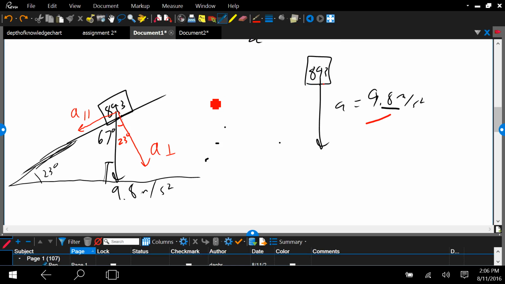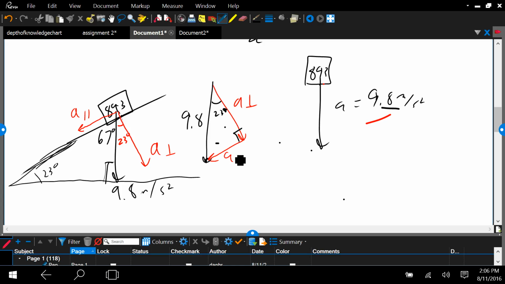Okay, so I have this side going down like this, right? And then I have this side going down like that. That's the A parallel. Okay, this is the A perpendicular. And if I add those two up as Pythagorean theorem, I'm going to get 9.8 meters per second squared. This is a right triangle like this with an angle right here of 23 degrees. So you can see that in this triangle, I know the hypotenuse, I know the angle, and what I don't know are these two sides, A perpendicular and A parallel.